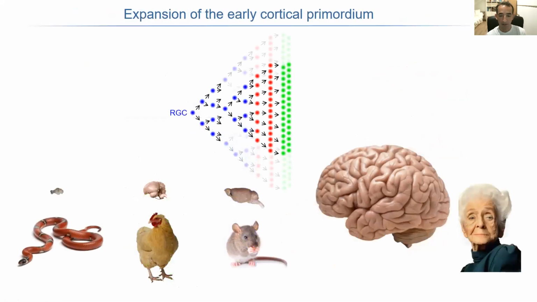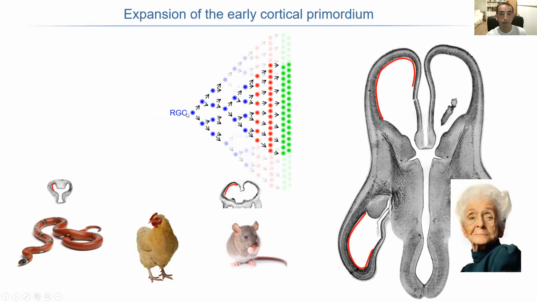But before neurogenesis occurs, the radial glia cells, the neural stem cells, must first amplify so that in the end, the appropriate numbers of neurons can be produced. And this is a very important step. And indeed, the degree of amplification of this early primordium of the cerebral cortex is very different also between different species. And obviously, it has a very important consequence on the final size of the cerebral cortex.